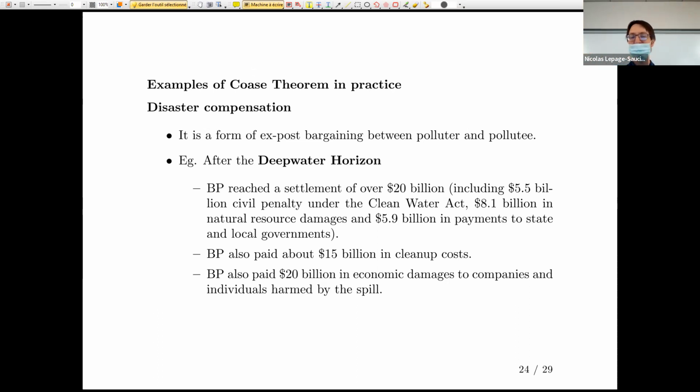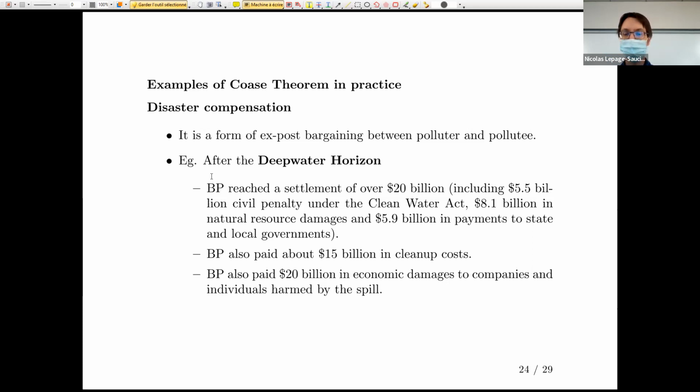How it happens is you hope for the best, you hope you have no catastrophe, but once in a while you get a catastrophe, and then what do you do? Well, there must be somehow a way for polluters to still be kept in check or be accountable for what they did. So ex-post negotiation is a flavor of the application of Coase theorem. It's ex-post bargaining between a polluter and pollutee. So a good example of this is Deepwater Horizon.